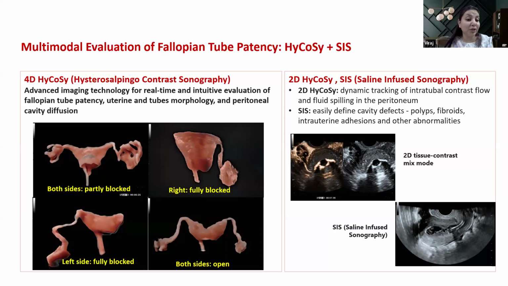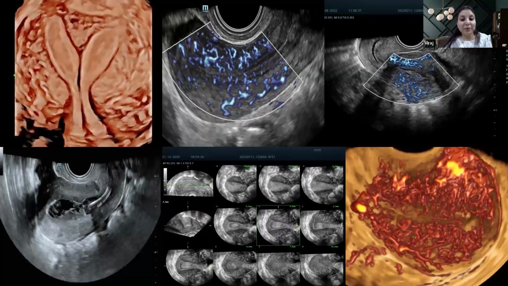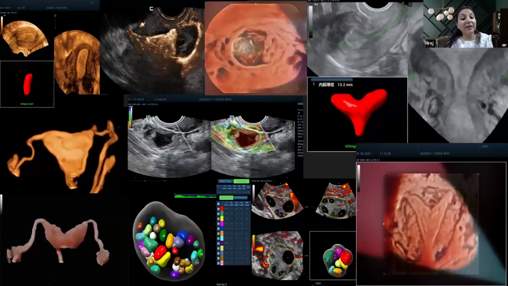So either it is partially blocked or fully blocked, or it is open from both the sides. We can do it very nicely with this 4D tool. You can see some of the wonderful images scanned on the machine. These are some of the very advanced technologies from the 3D point of view. All the smart era of smart follicles, shear wave elastography, all these images are there.